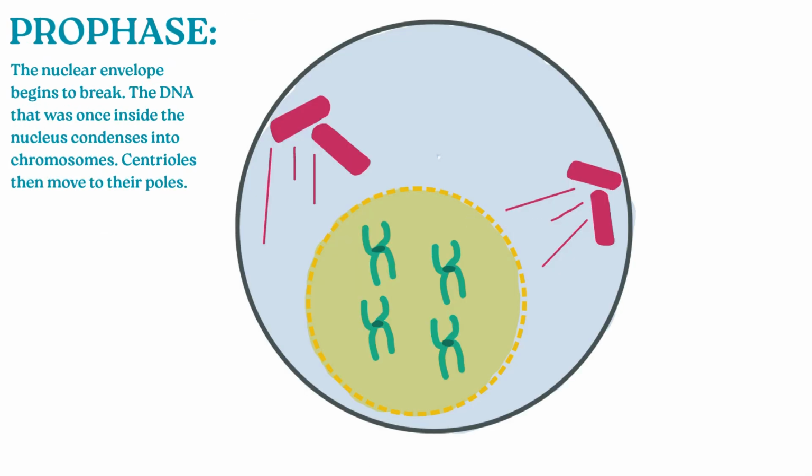The first stage of mitosis is known as the prophase. In prophase, the nuclear envelope, or the nucleus's membrane, begins to break. The DNA that was once inside the nucleus condenses into chromosomes. Centrioles then move to their poles.